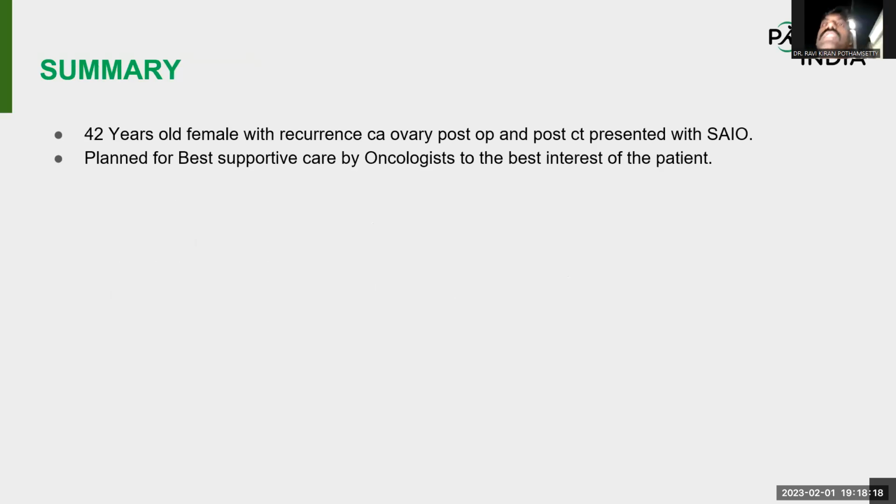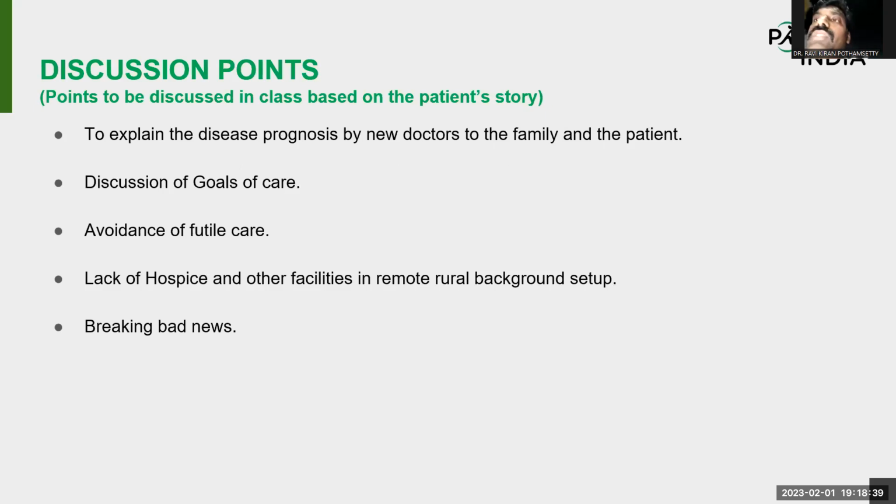So, a summary: she is a 42-year-old female with recurrent carcinoma ovary, post-op, post-chemotherapy. She has had multiple lines of chemotherapy outside, and she presented to our institute with subacute intestinal obstruction. She was planned for best supportive care by all the oncologists, the expert panel, in the tumor board meeting, in the best interest of the patient.